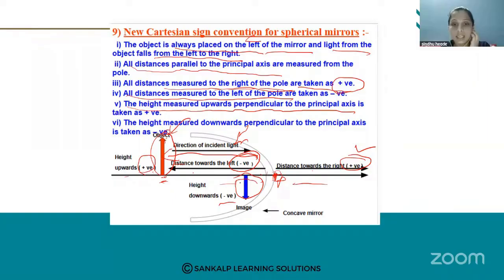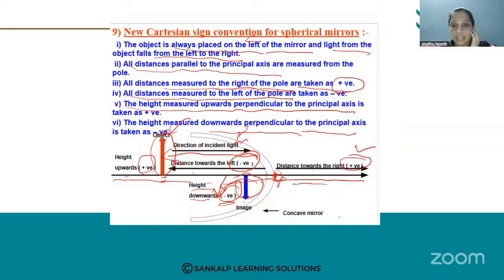That's why we take it as negative. The height of the image is considered as negative. See this, the height measured downwards is perpendicular to this axis. See, this is the principal axis. This is the image formed here. It is exactly perpendicular to this principal axis.